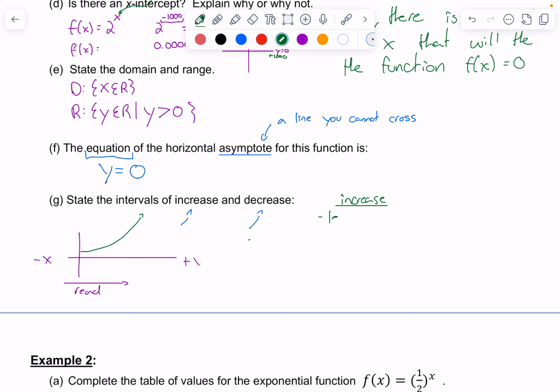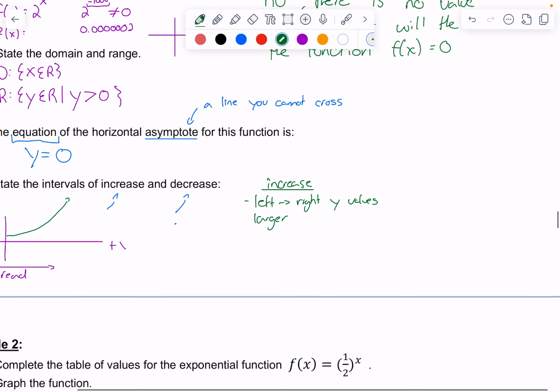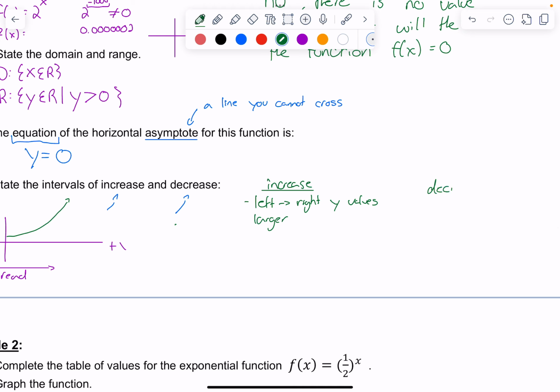If, left to right, y values are larger, then you're increasing, okay? And vice versa, you are decreasing if, once again, you read left to right. You're always reading left to right. The y values are smaller.